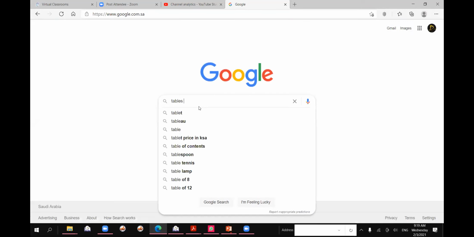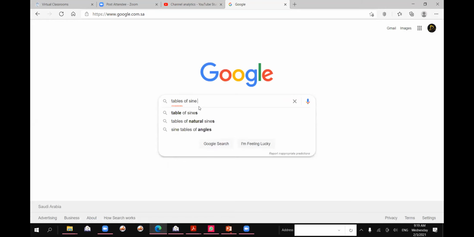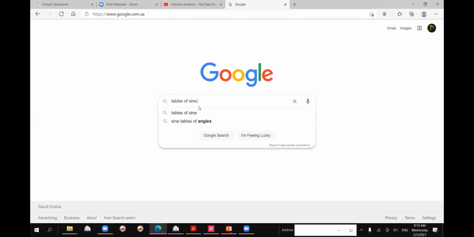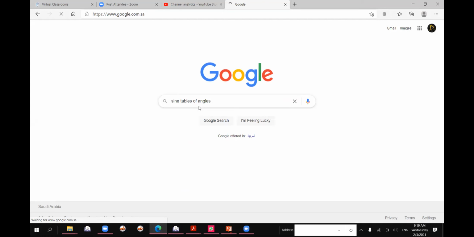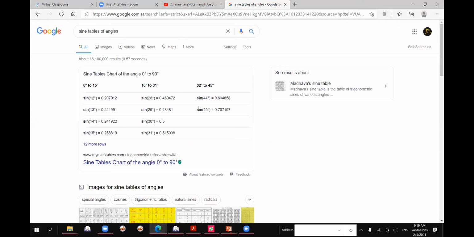Teacher, for me, when I write cos 15, it brings a different answer from what you write. What did you have? Negative 0.75968. What did you write? Cos 15 just.